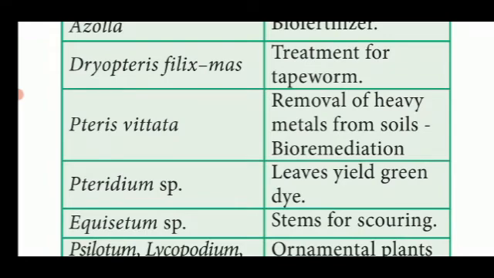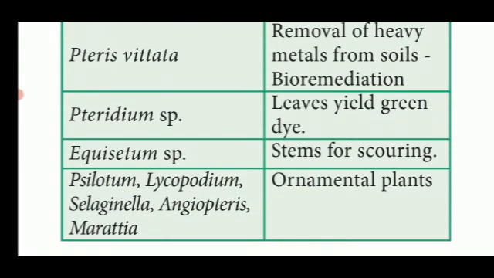Pteridium species leaves yield green dye. The Pteridium leaves yield a green color dye. Equisetum species stems are used for scouring. Psilotum, Lycopodium, Selaginella and Anthopteris are used as ornamental plants.